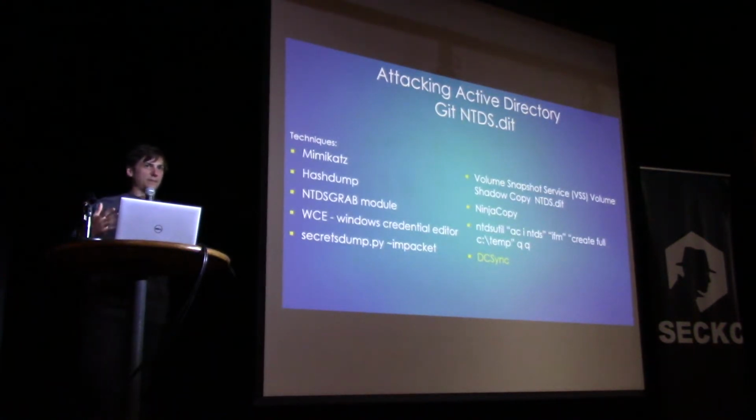Getting that file itself, there's a few different techniques you can do. Obviously on the box, you can run things like Mimikatz, hash dump. There's a tool called NTDSGrab, Windows Credential Editor, and secretsdump, which is part of that Impacket tool we talked about. The Volume Shadow Copy service is a slightly popular one that can be useful. And Ninja Copy is basically the PowerShell version of doing a volume snapshot, which basically tells the DC that I need to take a backup of the NTDS file, take a backup of it, but give it to me afterwards.